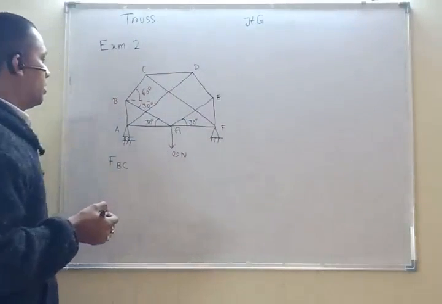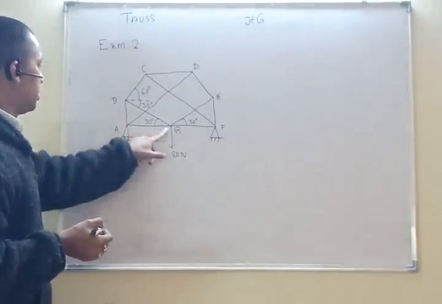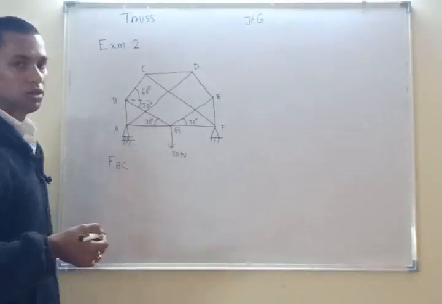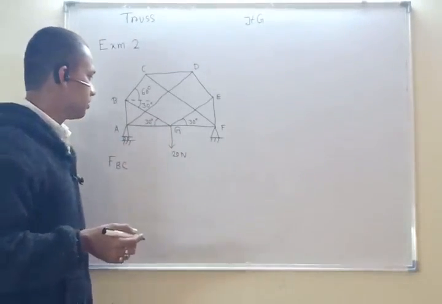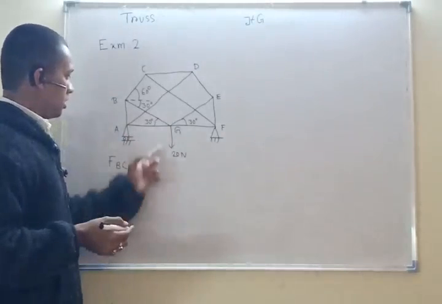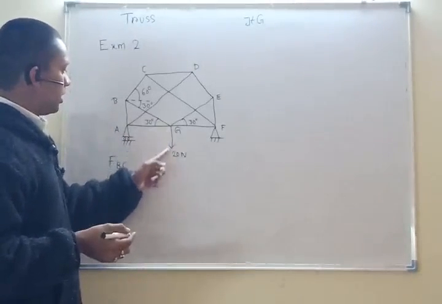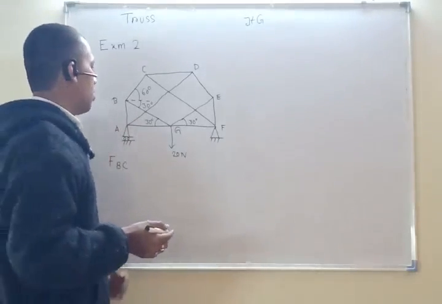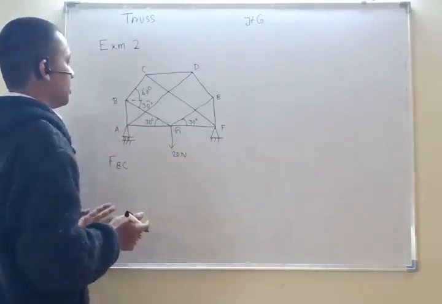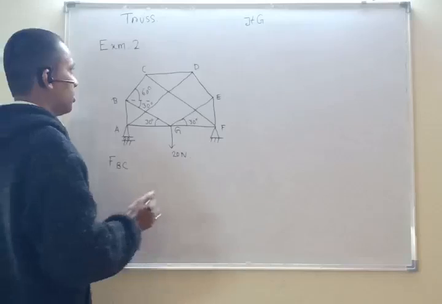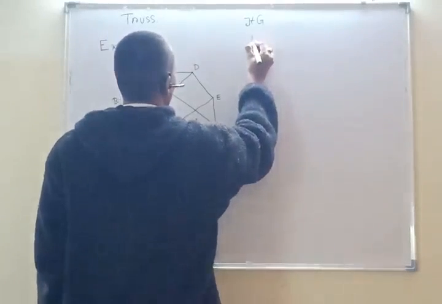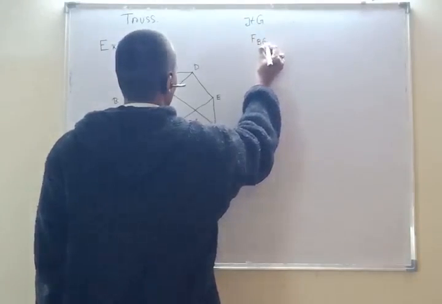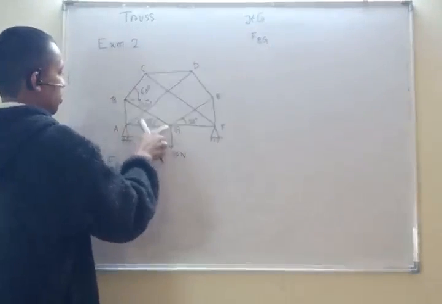In joint G, the members meeting are AG, FG, EG, BG. These are the four members which are meeting. Here one load is acting like this. If I take the summation of all the forces in the vertical direction equal to 0, then what happens? See, the force in the member BG.